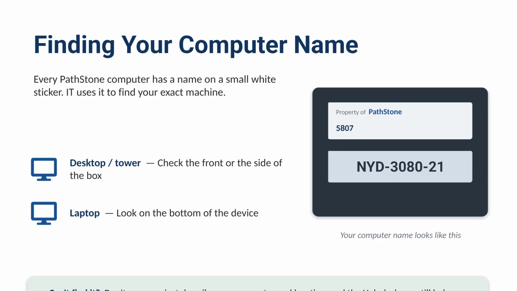So where do you find that computer name? It's printed on a small white sticker somewhere on the machine. On a desktop or tower, check the front or the side of the box. On a laptop, flip it over and look on the bottom. It'll look something like the example on the right, a code like NYD-3-308-2-1-1. It's a good idea to jot yours down somewhere handy so you have it when you need it. And if you genuinely can't find it, don't worry. Just tell the help desk what kind of computer you have and where you're sitting, and they can still track it down.